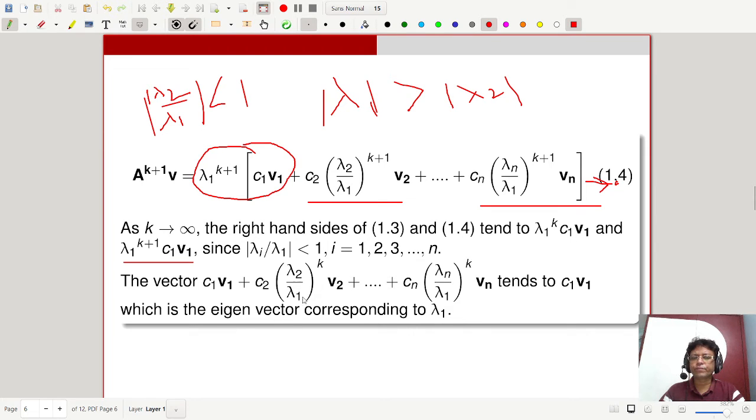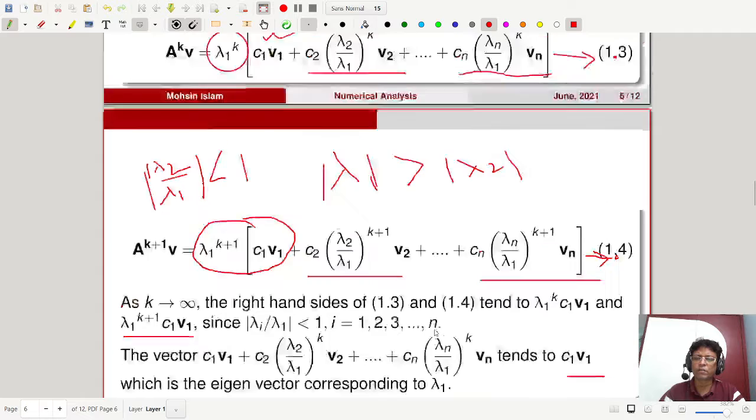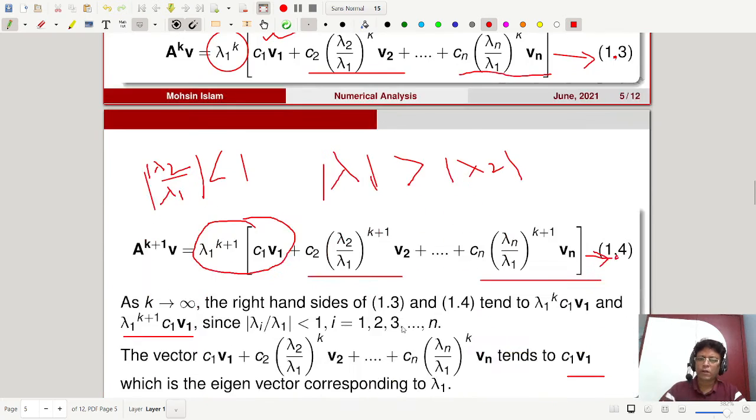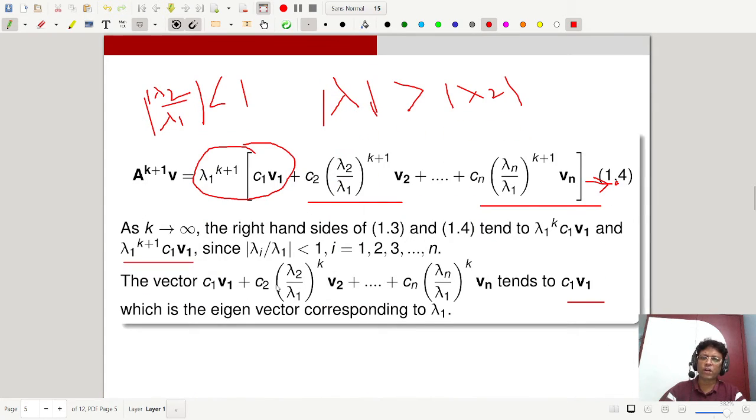Now, the vector c1 v1 plus c2 lambda 2 by lambda 1 to the k and so on, all this tends to c1 v1, which is the eigenvector corresponding to lambda 1.